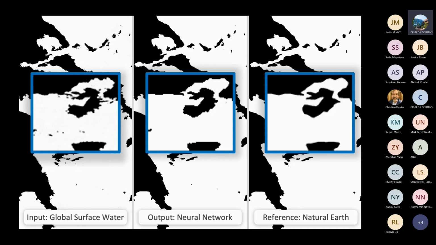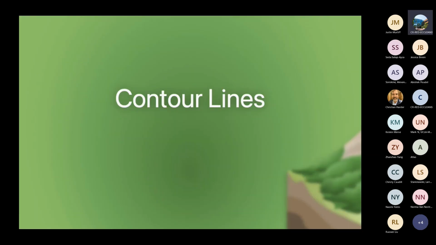We are currently looking at training neural networks with more data, and then also applying this to other scales such that we can vary the level of generalization. So this was for coastlines. Now I'd like to talk about contour lines.